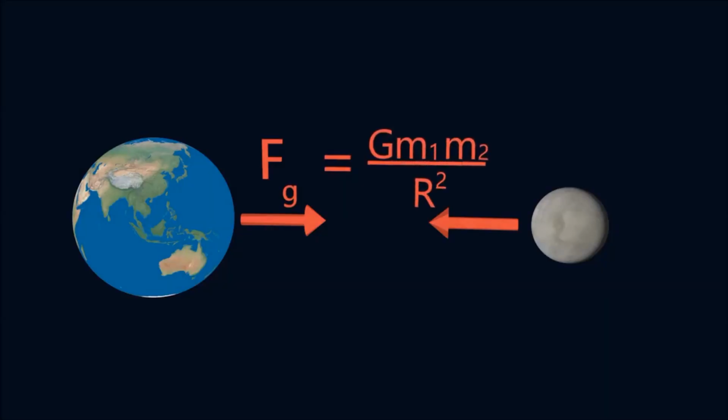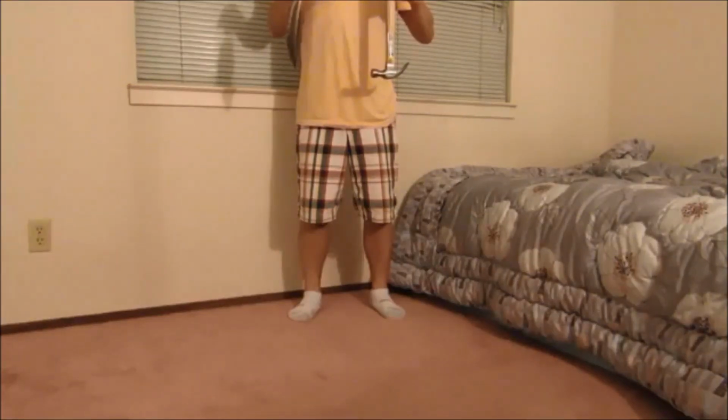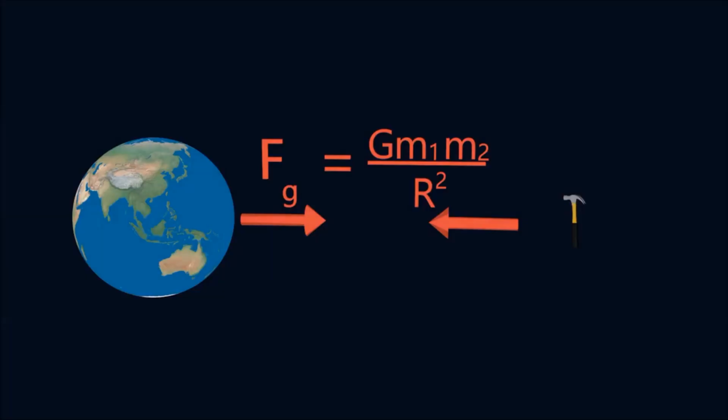This is the force of gravity between two objects of mass 1 and mass 2. It's just their masses times the gravitational constant over the distance squared. So if we drop the hammer, let's see what happens. First, we are looking at the force on the hammer, so let's switch the index to hammer. Next, pretend we are dropping the hammer just a little bit above the radius of the Earth.